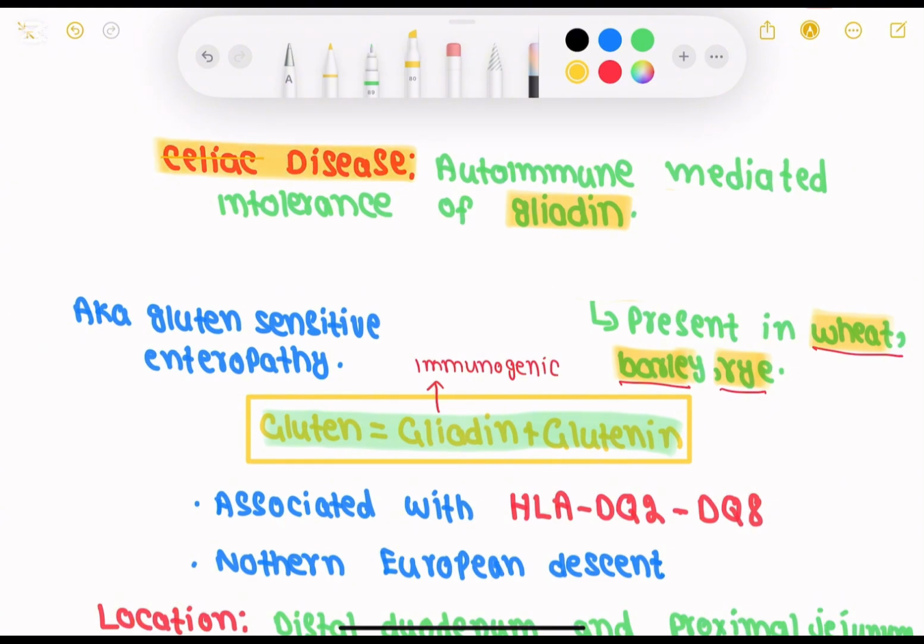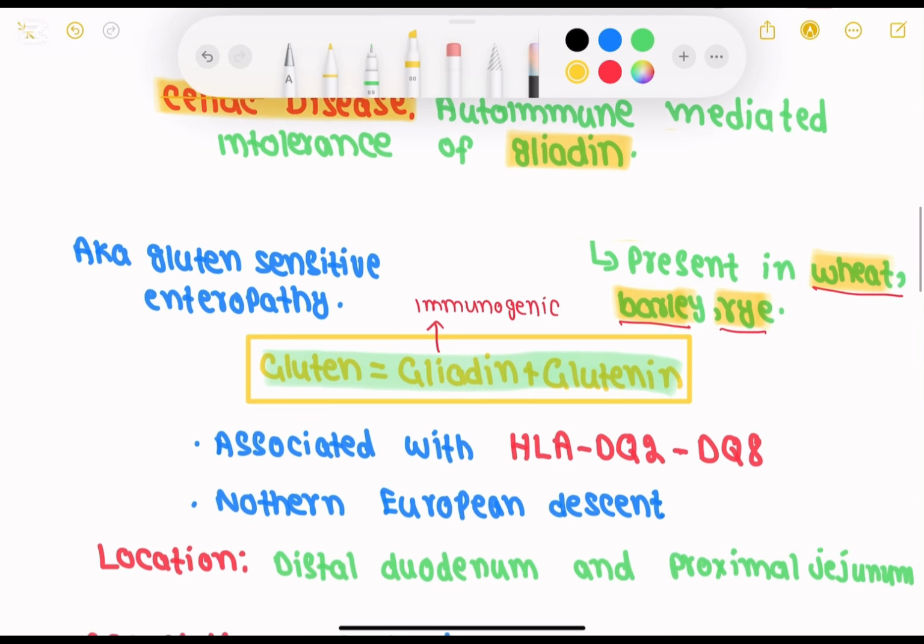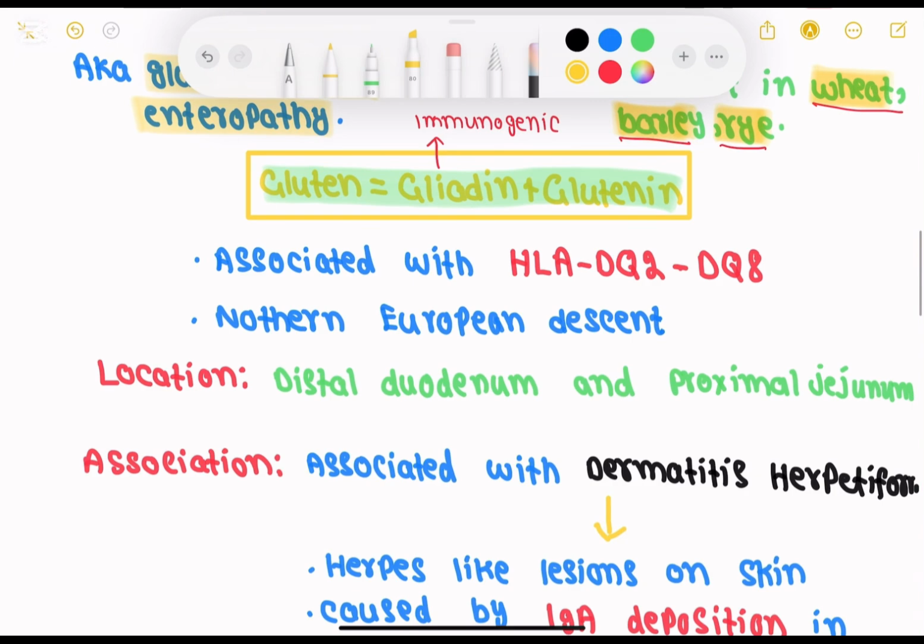So what actually happens in celiac disease, we will discuss everything over here. We have another name for celiac disease, that is gluten sensitive enteropathy. Enteropathy means problem in the intestine, and that is sensitivity to gluten. Another thing is that celiac disease is associated with HLA-DQ2 and HLA-DQ8.